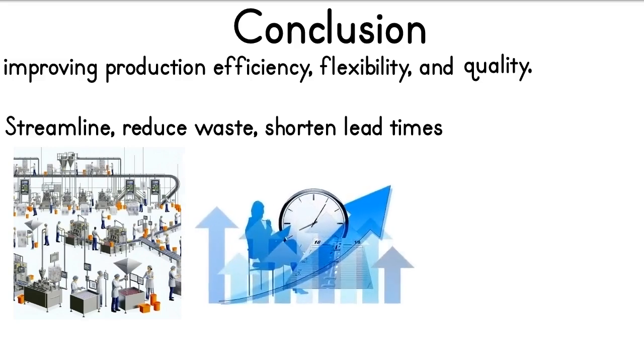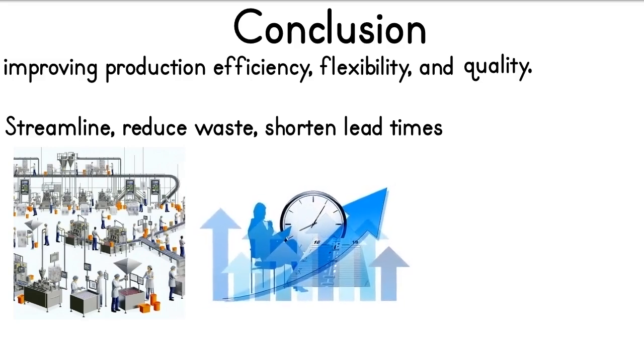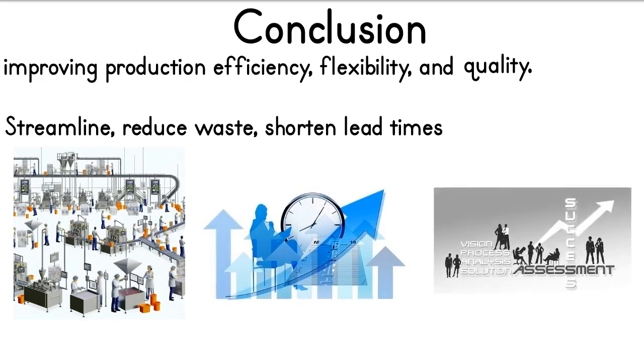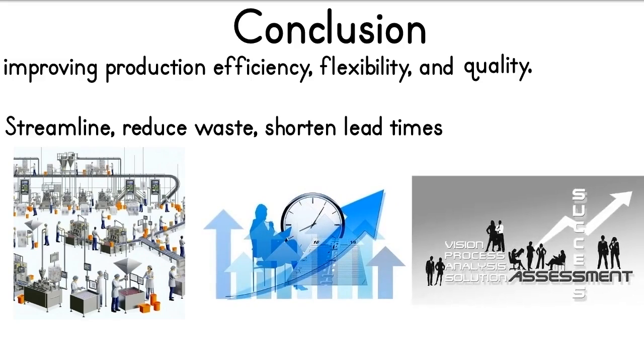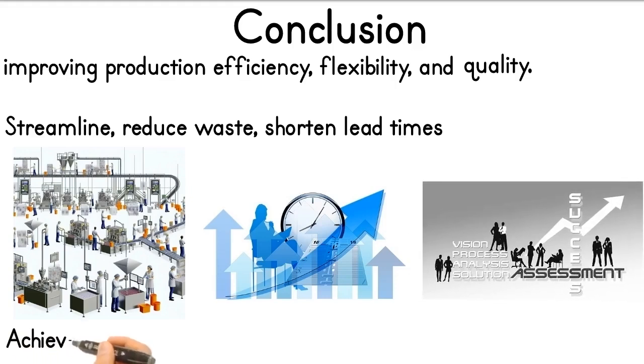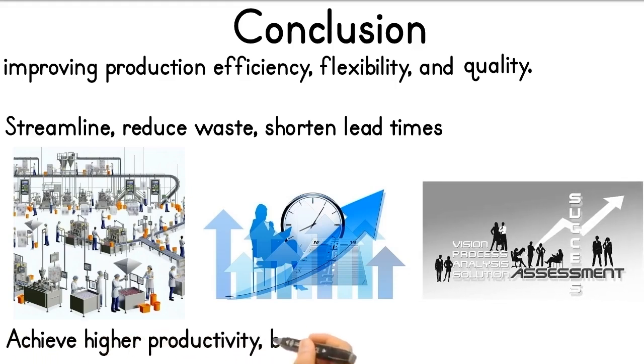Cellular manufacturing is widely used across industries such as automotive, electronics, and medical device manufacturing, and is a key component of lean manufacturing systems aimed at improving overall operational performance. Through careful implementation and continuous improvement, cellular manufacturing helps organizations achieve higher productivity and better quality outcomes.